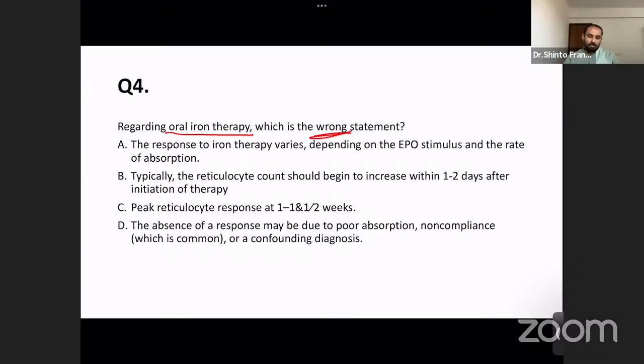Response to iron therapy varies depending upon the EPO stimulus and the rate of absorption. Typically, the reticulocyte response should begin within 1 to 2 days after initiation of oral iron therapy. Peak response is at 1 to 1.5 weeks. Absence of response may be due to poor absorption, non-compliance, and a confounded diagnosis. So here they are asking about the timelines of iron therapy and the response to iron therapy.